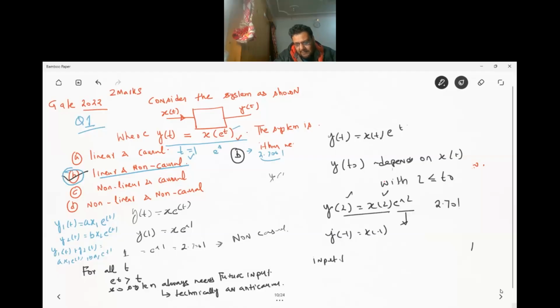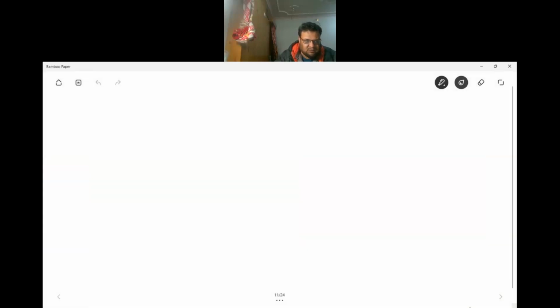So when your input time is equal to or less than your output time, let this be t input, if your t input is less than or equal to t naught, then it is said to be causal. So this system is a causal system. As far as linearity is concerned, this is also a linear system. So this thing you have to keep in mind.